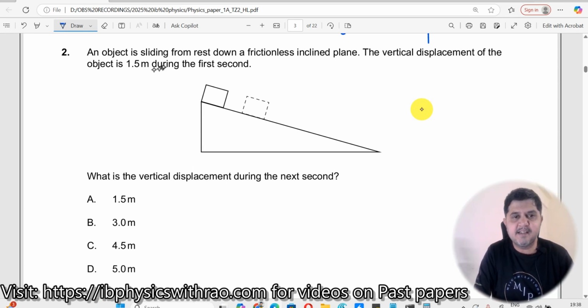Question number 2. An object is sliding from rest down a frictionless inclined plane. Frictionless incline, which means what? It is like air friction-free while it comes down. Okay, so therefore there's no friction over here.